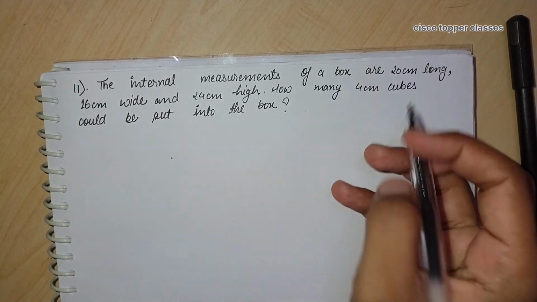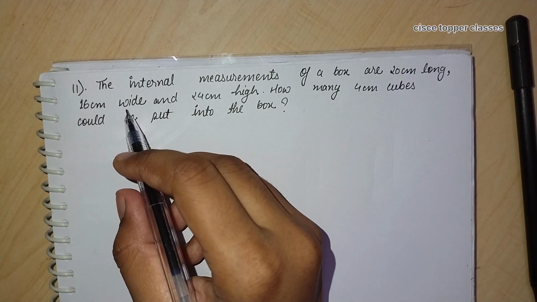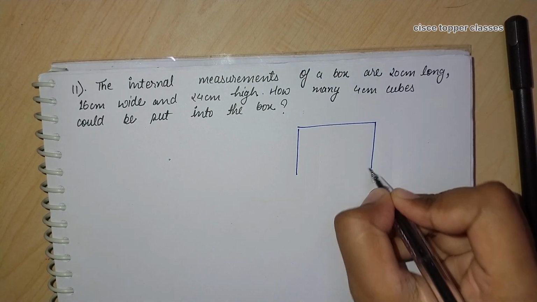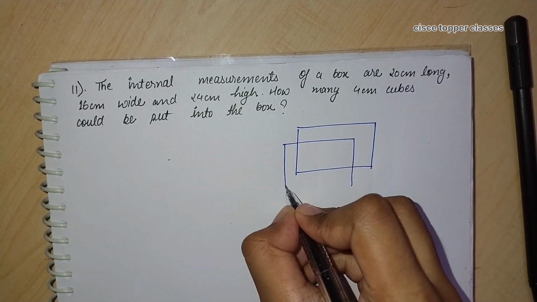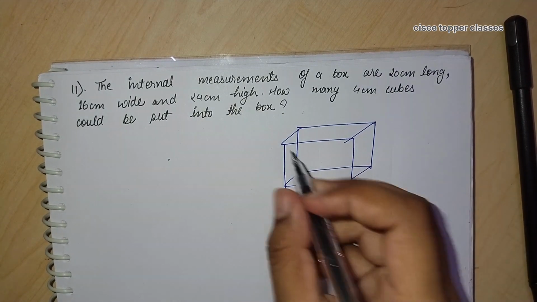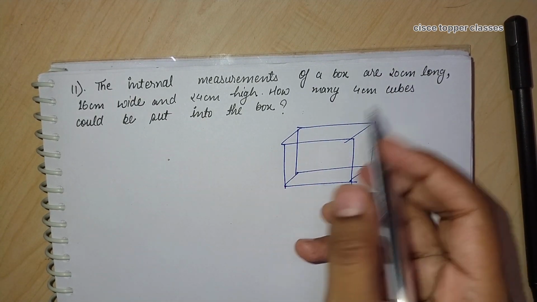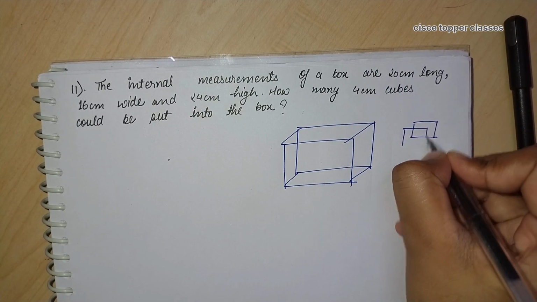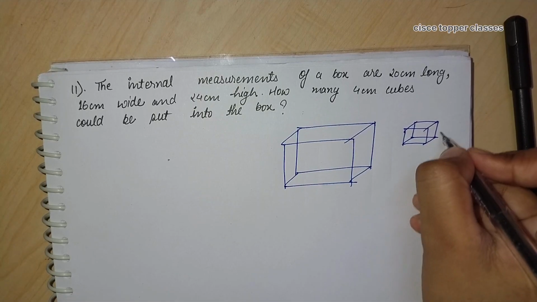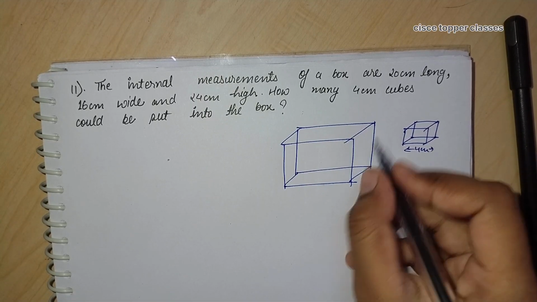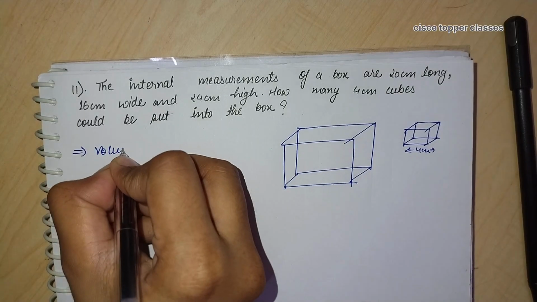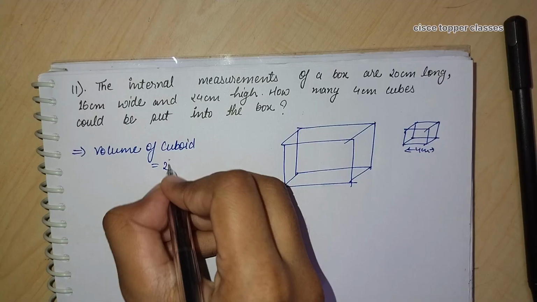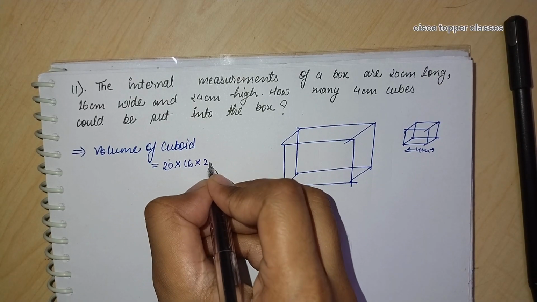The internal measurements of a box are 20 centimeter long, 16 centimeter wide, and 24 centimeter high. Means this is a cuboid here, like this, and we have to find here how many 4 centimeter cubes would be put into the box. So let this cube be 4 centimeter here, like this. If we take one cube, let these edges be 4 centimeter. So we can write here firstly volume of cuboid, which is given to us. So dimensions are 20 into 16 into 24.